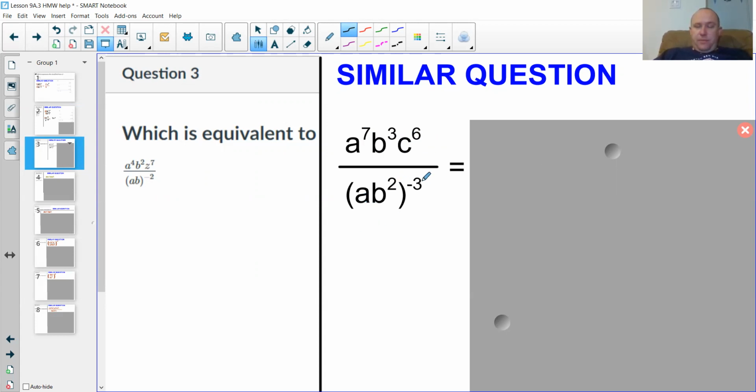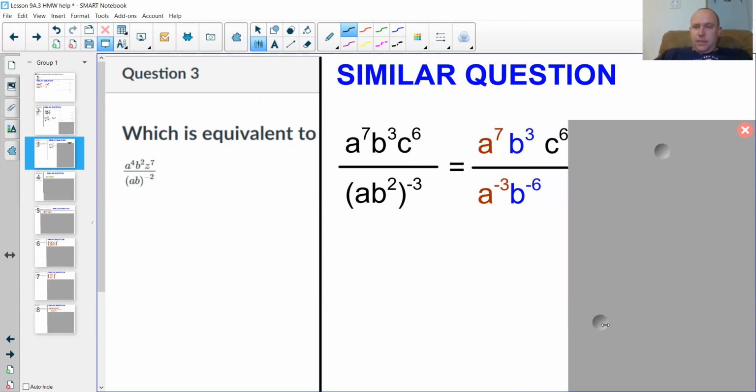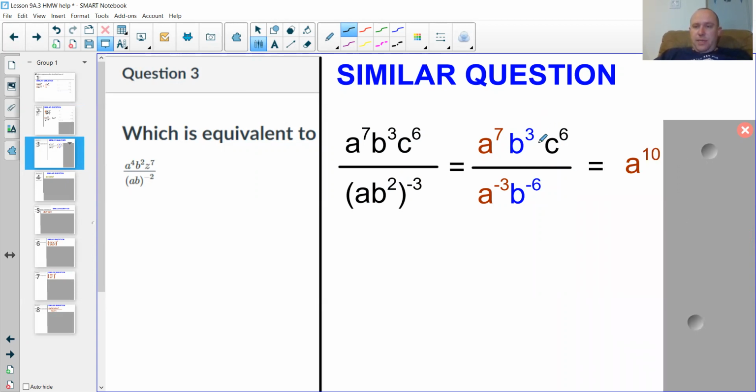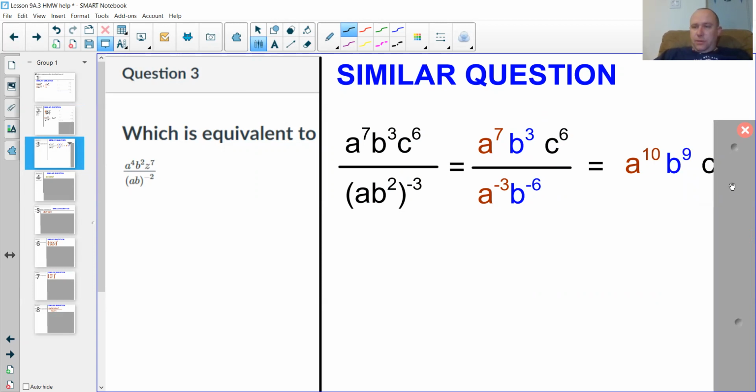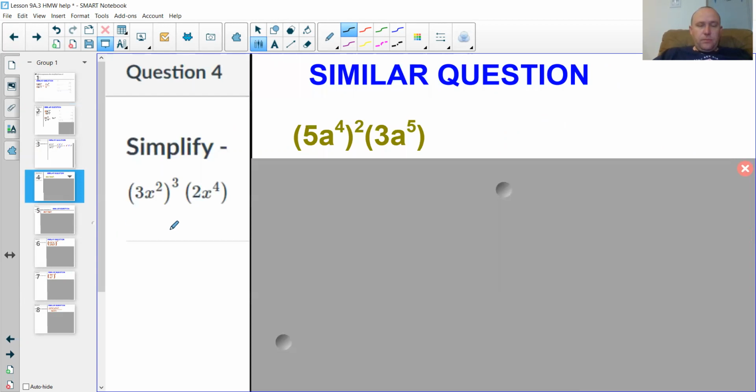On the bottom here, though, I have to do both of these to the power of -3. So I got a to the -3, and then b squared to the power of -3. That's where I'm going to multiply those exponents together to give me -6. Now, at this point, I've actually lined all the terms up and I've color coded them so you can see them simplify much easier. As I'm dividing, I subtract the exponent. So 7 take away 3 is 10. 3 take away -6 is 9. And then there's nothing to simplify with this one. So that's just c to the 6, exactly as it appears.